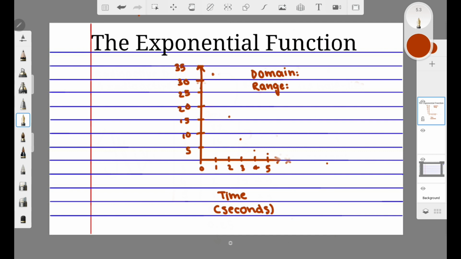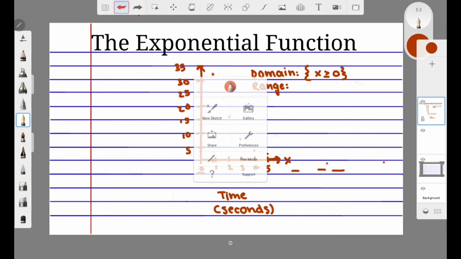So writing the domain and range of these type of functions is a little bit different. In the domain, since this is a real-life experiment about time, time cannot be negative. So it's just x is greater than or equal to 0 because the time starts from 0 and there is no restriction specified. So it can go all the way 6, 7, 8, 9, 10, and so on. There's no end to time.